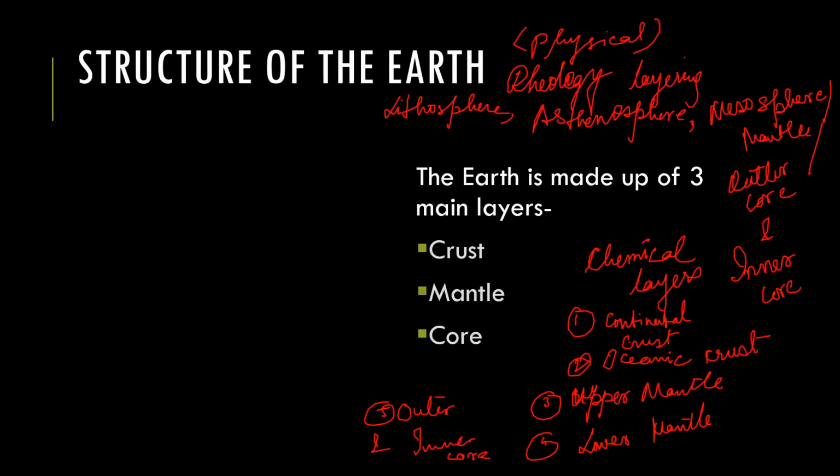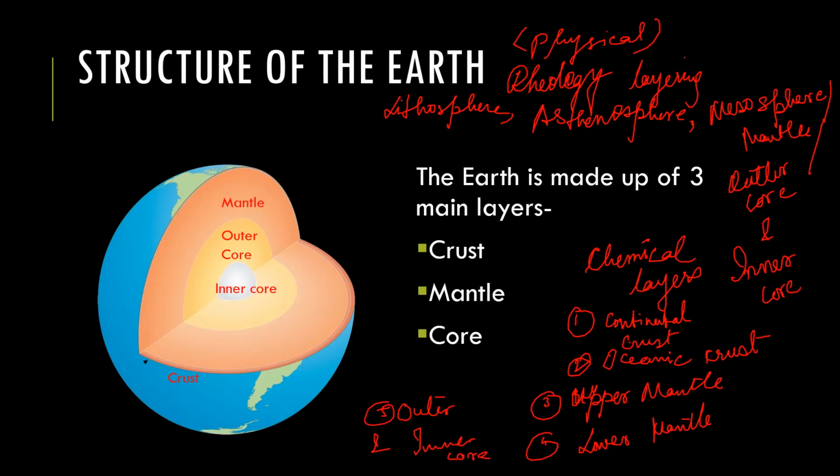So firstly, if we come to the point of structures of the earth, we know there are three different layers: the crust, mantle, and core. But physically and chemically, we can differentiate them. Physically means based on physical properties, or rheologically. Based on the rheology, that is the state.